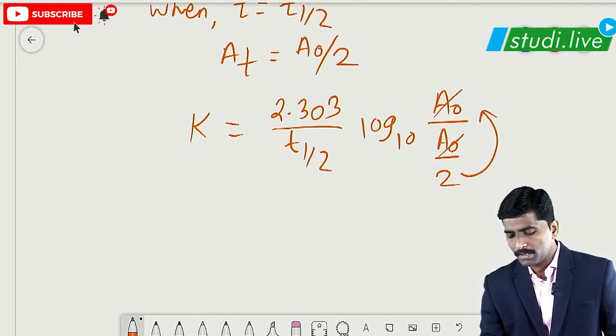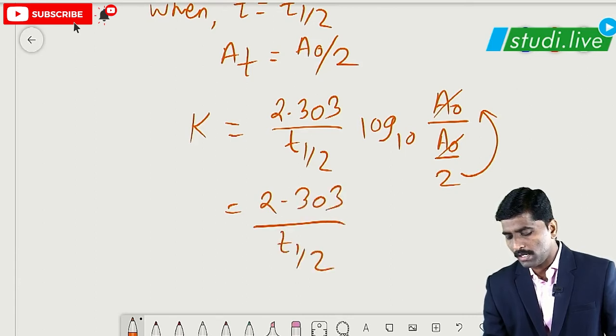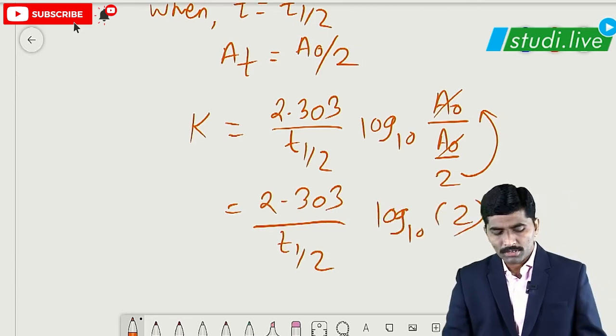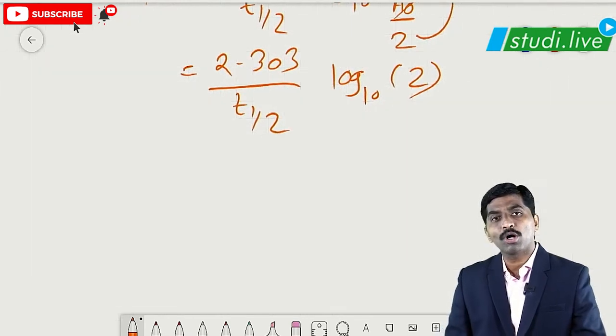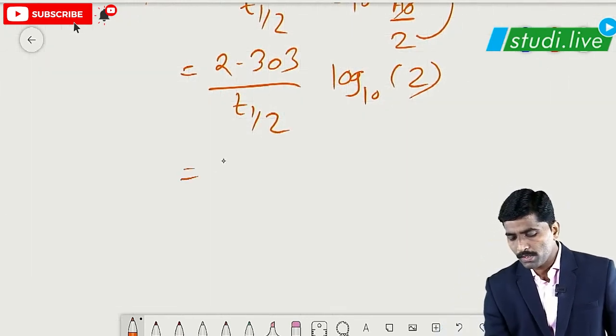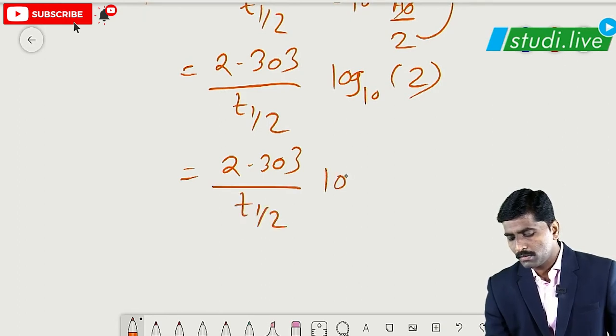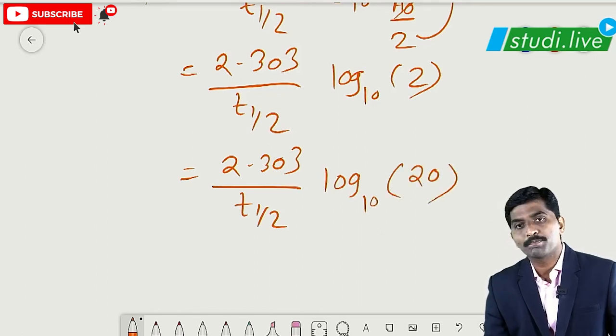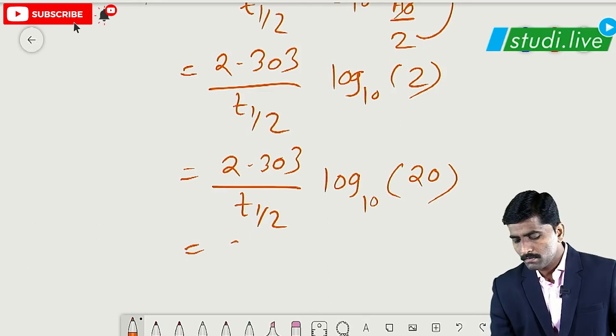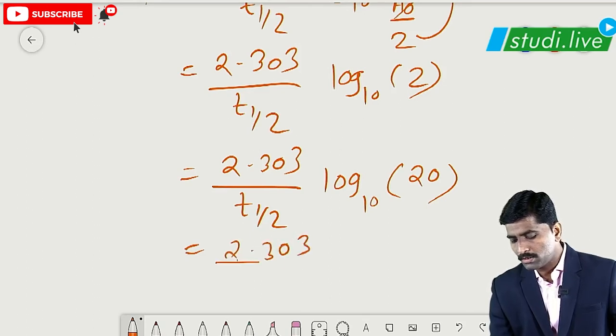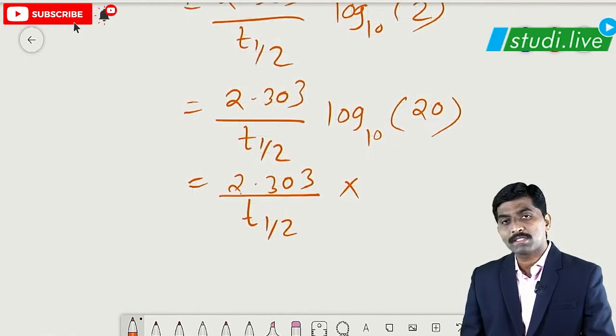Log of 2 will come in the upper side, which will be 2.303 upon t half, log 10 of 2. I will be taking the value of log 2 from the log table, so it becomes 2.303 upon t half into log to the base 10 of 2.